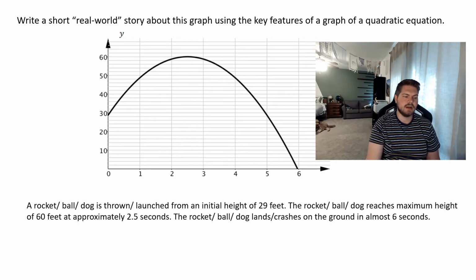So a rocket, a ball, or a dog is thrown, launched in the air from an initial height of 29 feet. The rocket, ball, or dog reaches a maximum height of about 60 feet at about 2.5 seconds, or minutes, or hours. The rocket, ball, or dog lands, crashes on the ground in almost 6 seconds, or minutes, or hours. You can change this to a lot of different things.